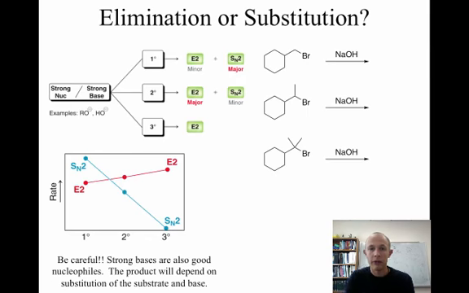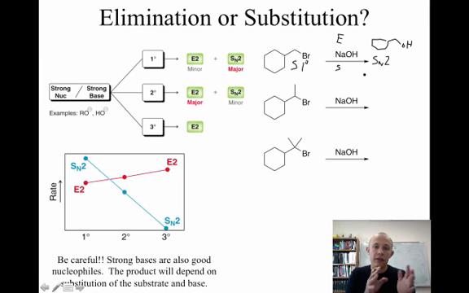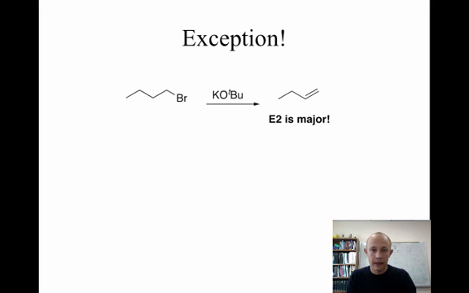But if we go back one slide, with sodium hydroxide, we have a primary substrate. So that favors substitution. We have a strong base. That favors elimination, but it's not hindered. So that favors substitution. So now we have two factors favoring substitution. So the SN2 product is major, which would look like this. So that's how you decide between substitution or elimination.